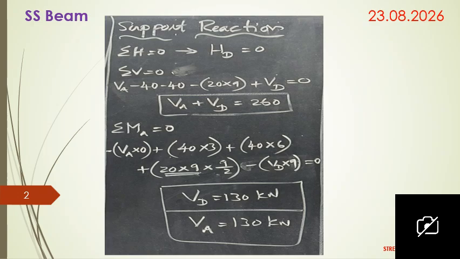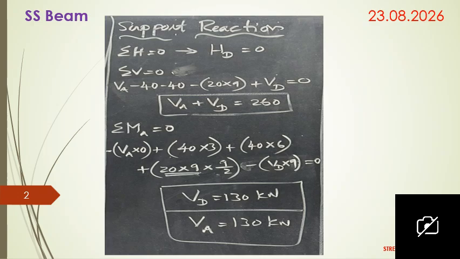The equations are summation H equal to 0, summation V equal to 0, summation M equal to 0. That is, the sum of all the horizontal forces in the beam is equal to 0, the sum of all the vertical forces in the beam is equal to 0, and the sum of moments of all the forces about a point in the beam is equal to 0. These are the three equilibrium equations. The first one is summation H equal to 0. Since the beam has no horizontal forces, there is no need of using this equation.